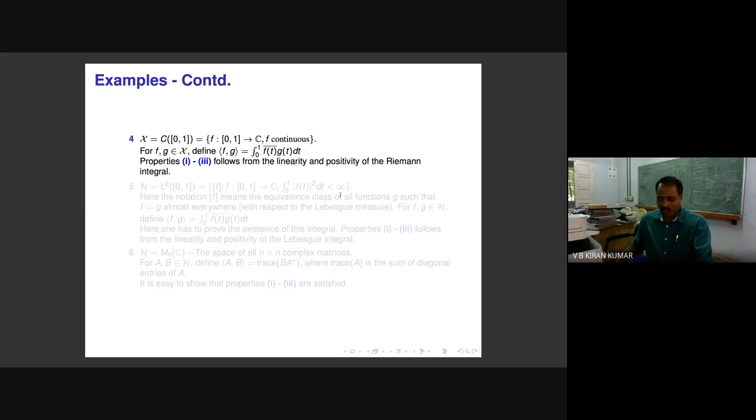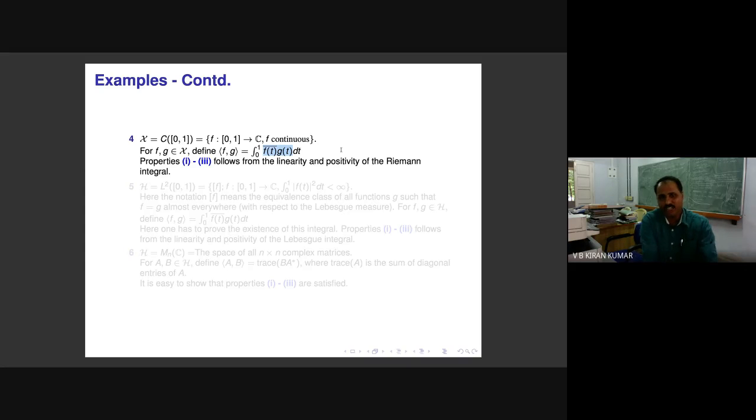So far we have been considering sequence spaces. Now this is a function space. So you consider X equal to C[0,1]. What is C[0,1]? You collect all functions from the closed interval [0,1] that are continuous. So we take only continuous functions defined on the closed interval [0,1]. And we define, f and g, you take f and g from C[0,1]. f and g are continuous, therefore f times g bar is also continuous. So you have a continuous function on the closed interval [0,1].